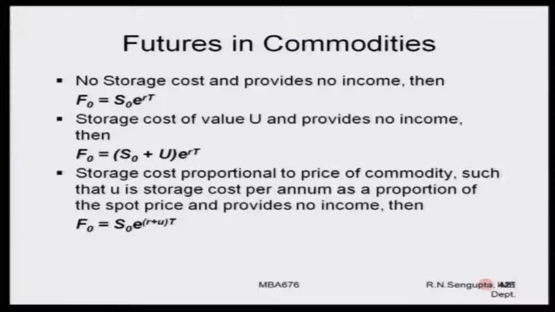Now, let us switch our discussion from financial assets to commodities. Commodities are actually physical objects. So, now if there is no storage cost and they provide no income, the overall value of the forward will be calculated accordingly. So, F is equal to S into e to the power RT, again R is the risk free interest rate.